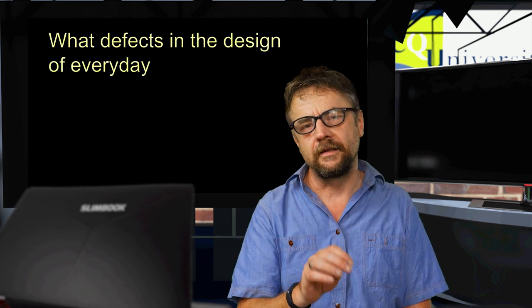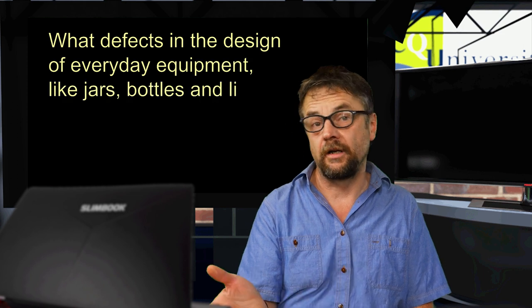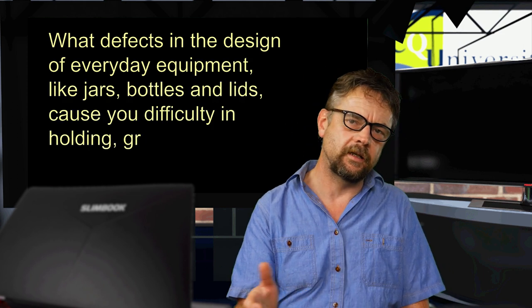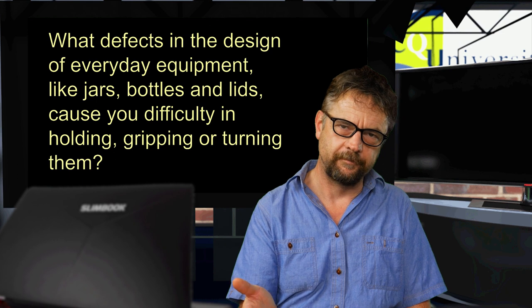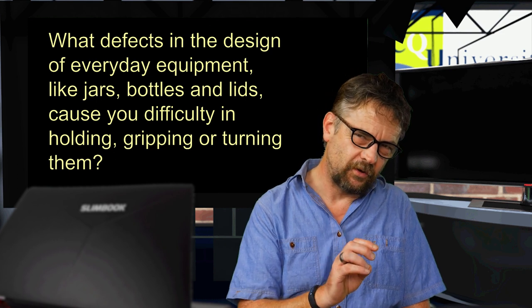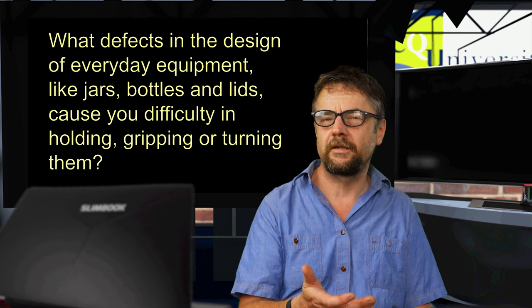Here's what you would sound like if you were guided by a social model. So what defects in the design of everyday equipment, like jars, bottles, and lids, cause you difficulty in holding, gripping, or turning them? So initially, it's a bit of an odd question. We're not used to these types of questions, but once your client gets their head around the question, something changes.